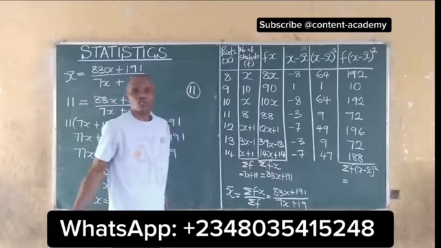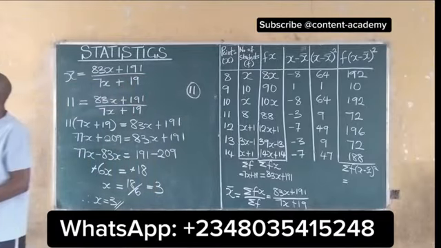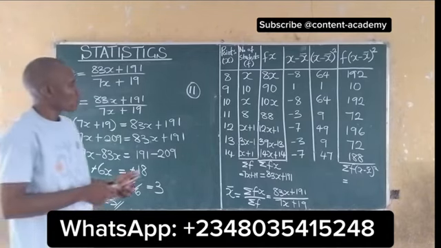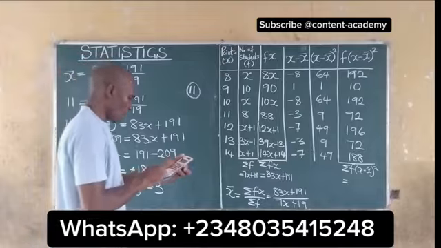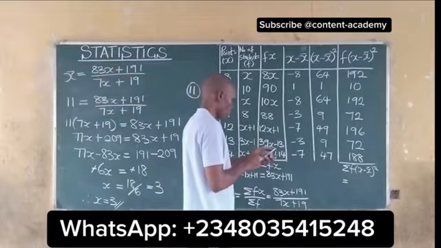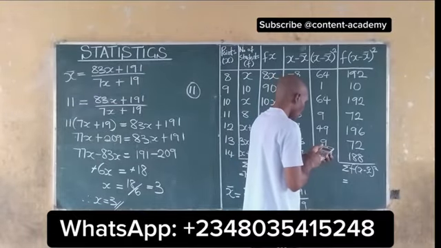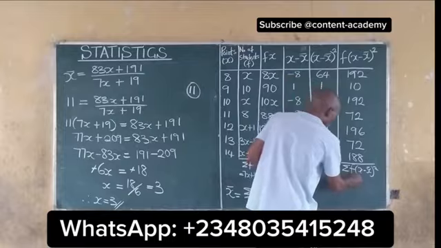Now we have to sum whatever we have there to get the total. So it then means we write, we sum 192 plus 10 plus 192 plus 72 plus 196 plus 188. We have 850.